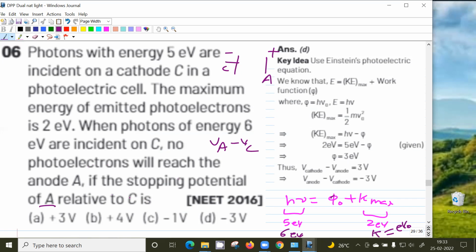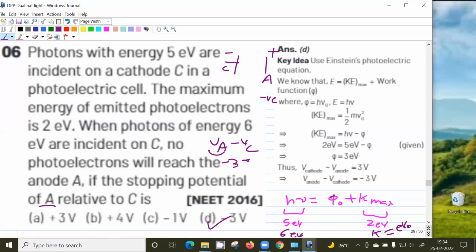Same with the relative velocity concept now. Velocity of something relative to something means velocity of A minus velocity of B. So stopping potential of A relative to C means VA minus VC. And stopping potential means I'll be applying a negative voltage here. So V is negative. Okay. So it's minus 3 minus whatever it is. So VA will be negative. Actually this difference is 3. So it's minus 3.